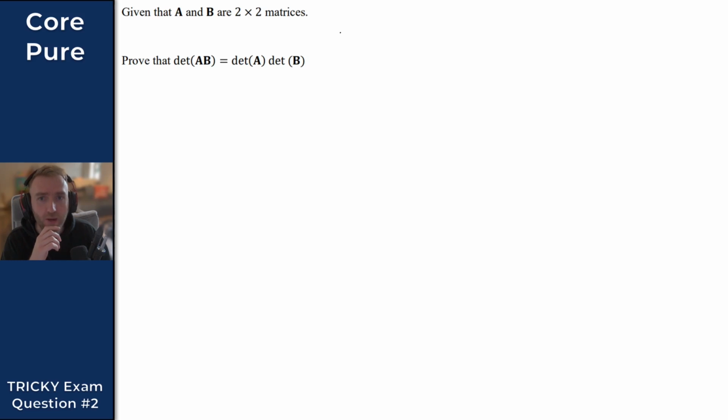To begin with, all I'm going to do is take two general 2 by 2 matrices. Let A equal the following 2 by 2 matrix: A, B, C, D, like so. And let B equal, following on alphabetically, E, F, G, and H.